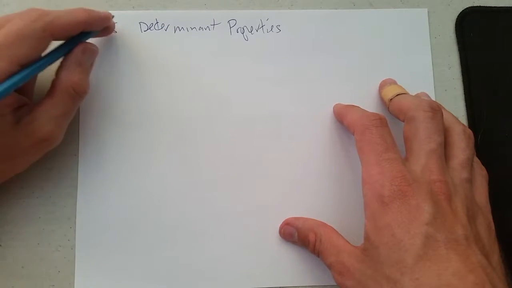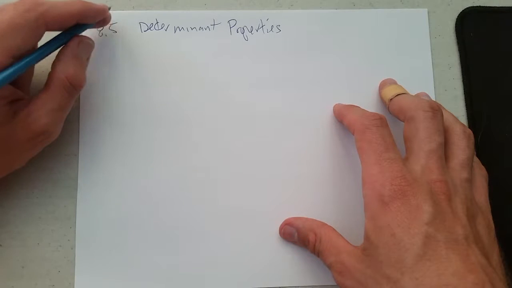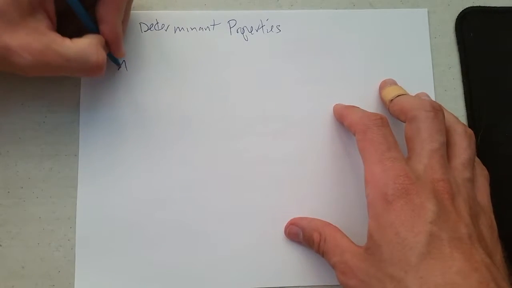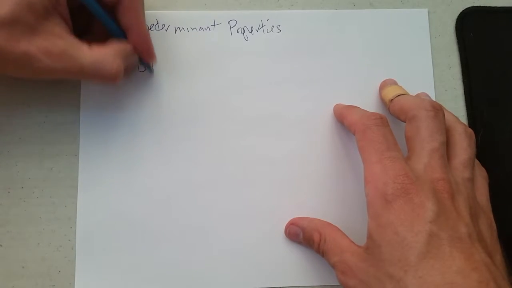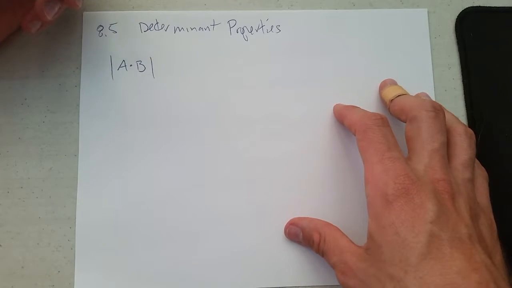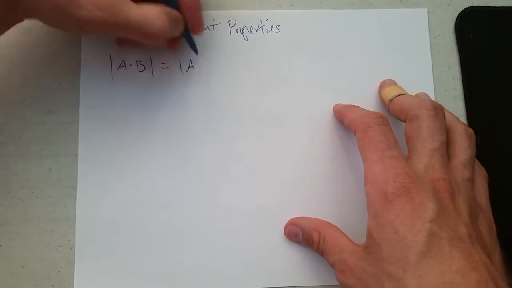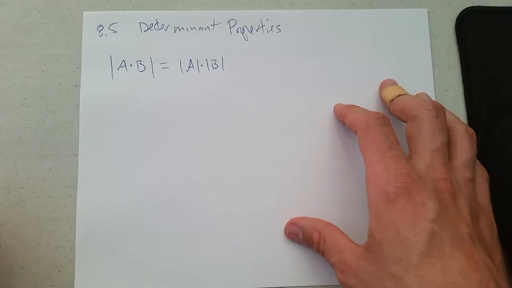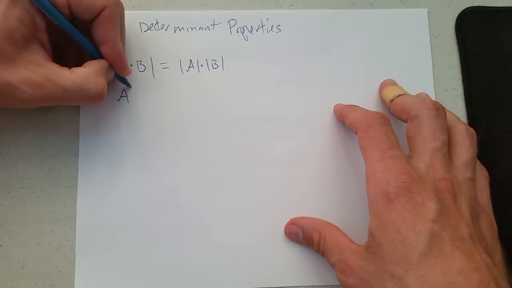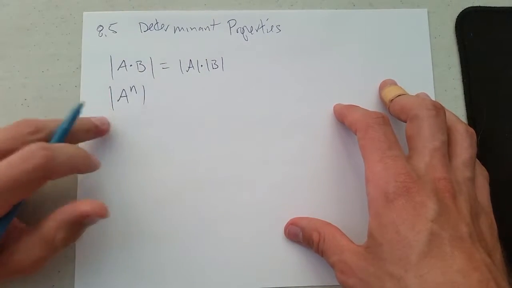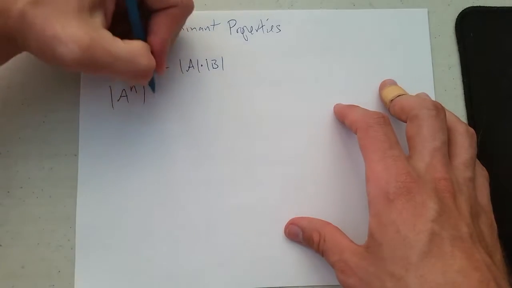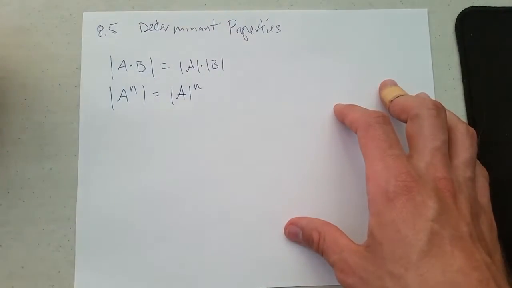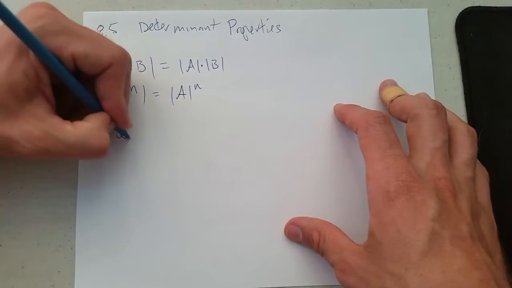There's a few algebraic properties of determinants that could be useful. They're all multiplicative properties. So if you multiply inside of a determinant, it's the same thing as a determinant of each, and then multiply that. And if you take A to the nth power, A times A times A, n times, that's the same as the determinant of A, that number, raised to the n power.